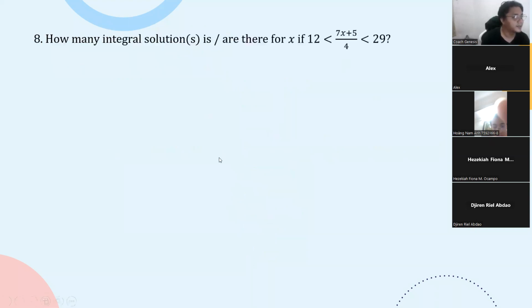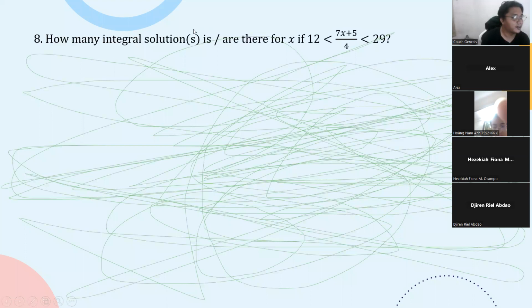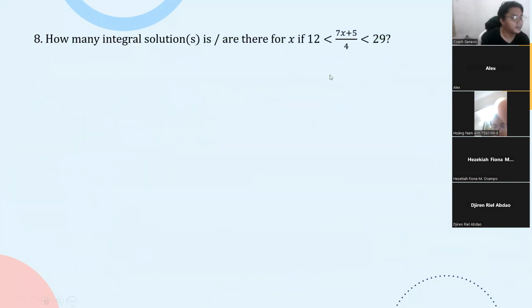Okay. Next, number 8. How many integral solutions are there for x if (7x + 5)/4 is greater than 12 but less than 29? Okay, so what we will do first is get rid of the denominator in the middle of the inequality. So you will multiply both sides by 4. That way we have 7x + 5 is greater than 48 but less than 116.